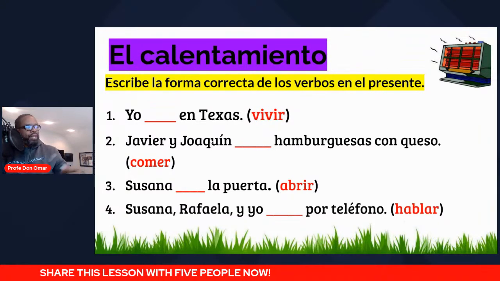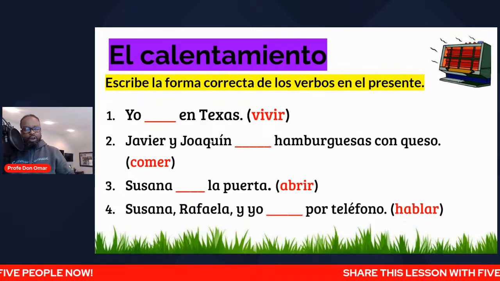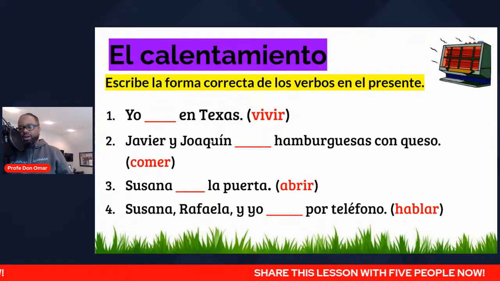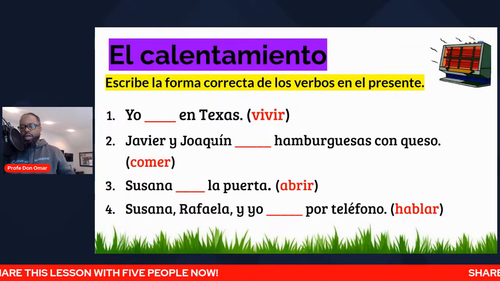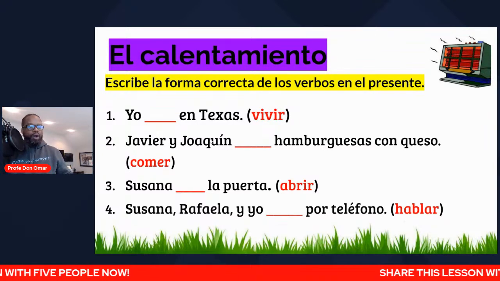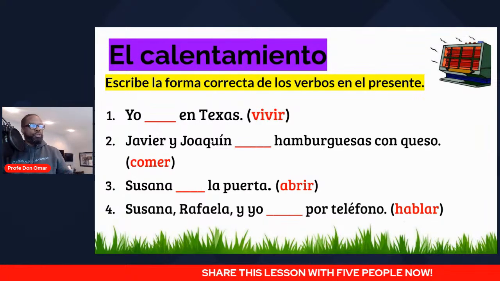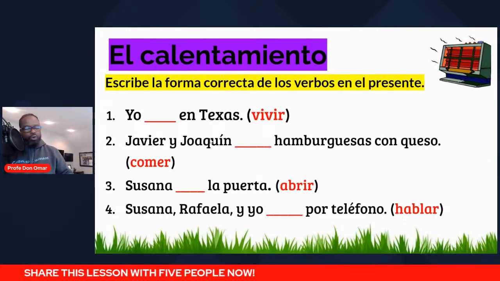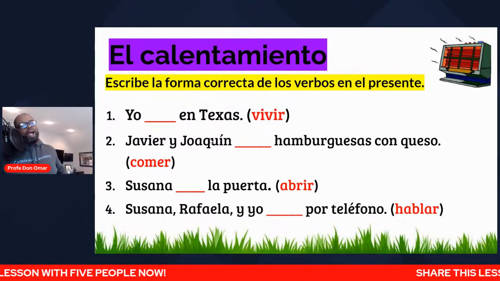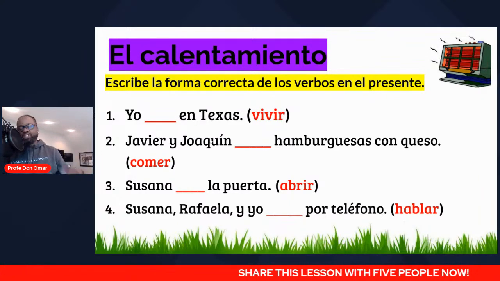All right, so in this warm-up, we've got yo blank en Texas. We know that the verb vivir means to live. We're working on conjugating, making our subject agree with our verb, right? Número dos, Javier y Joaquín blank hamburguesas con queso. You might be thinking, why do these sentences look the same as the last few classes? I'm just embedding things.